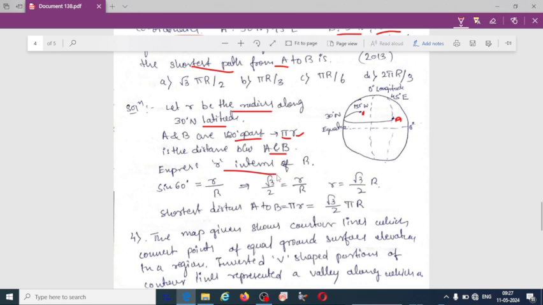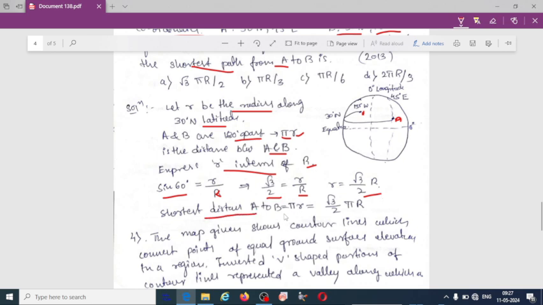Express r in terms of capital R. So we have to take the angle here, sine 60 degree. If you want to represent small r and capital R in terms of an equation, it is given by r by capital R equals sine 60 degree. So sine 60 is how much? Root 3 by 2. So r by capital R is equal to root 3 by 2, so small r is root 3 by 2 R.